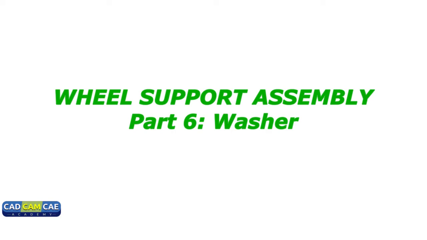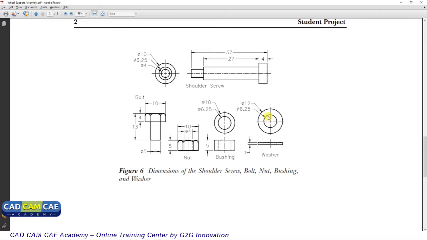Let's move on to the next part. We will create a washer, then bush, then nut, and then the bolt. So let's go with the washer. We have a washer of 1 mm thickness and OD 12 mm, ID 6.25 mm.